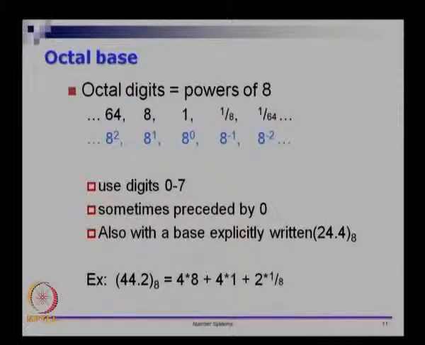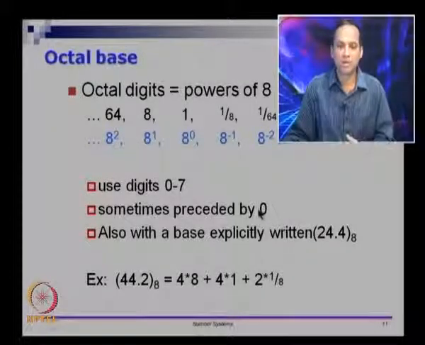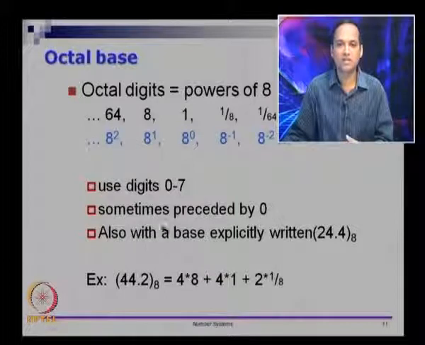Just like number 10, right, you need 2 digits in base 10 system or decimal system. You do not write them with one symbol, you actually use 2 symbols 1 and 0. For 8 you will require 2 symbols, actually 1 and 0 for octal system. So, we use digits 0 to 7, and sometimes we precede with 0 to indicate that it is an octal number as opposed to a decimal number or a hexadecimal number. So, more often than not I will try and use this explicit specification 24.4 base 8. Let us see what 44.2 base 8 is.